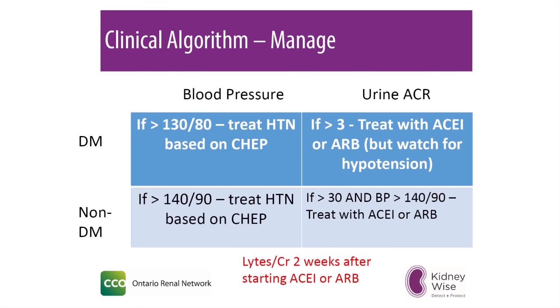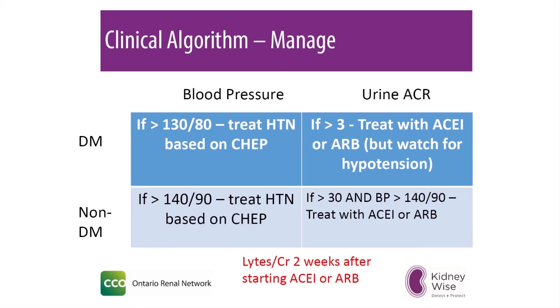For patients with chronic kidney disease who also have diabetes, their blood pressure should be targeted to be less than 130/80, as per the Canadian Hypertension Education Program, or CHEP guidelines. If a patient with CKD does not have diabetes, then their blood pressure should be targeted to be less than 140/90. In terms of urine ACR, if a patient has chronic kidney disease and they have diabetes, and their urine ACR is greater than 3 milligrams per millimole, then they should be started on an ACE inhibitor or an ARB.